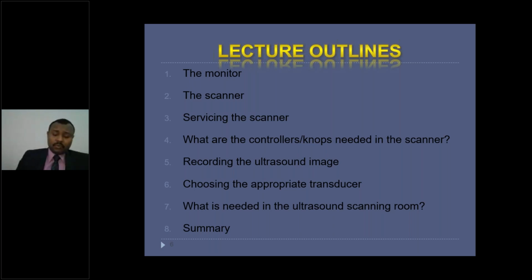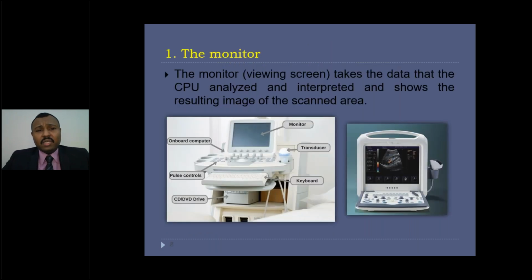So let's start the points of this lecture by discussing the monitor. All of us know that the monitor can be named the viewing screen. It analyzes, interprets and shows the resulting image of the scanned area.